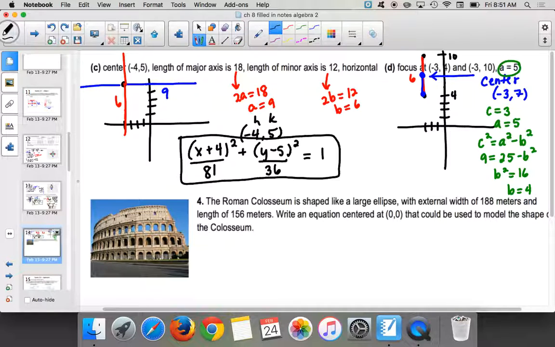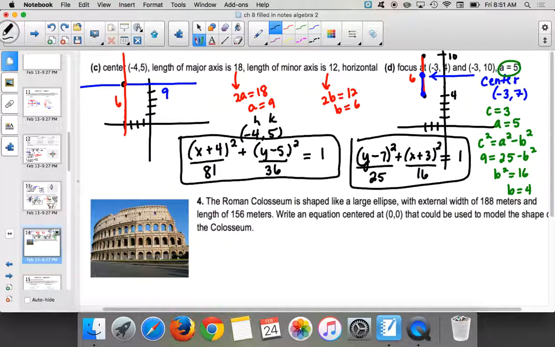So we have that. And it's vertical, so we're going to start with y. So we're going to have y minus 7 squared plus x minus a -3, so plus 3 squared. It's all going to equal 1. And we're going to divide by our a squared, which was 5 squared, so 25, and our b squared, which is 16. So that's our equation. Okay, is this making sense? Do you guys get it?